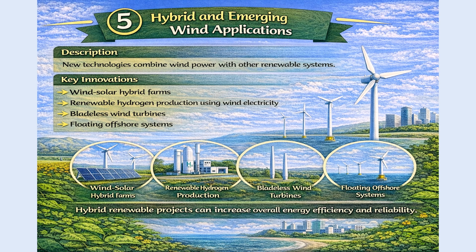Third, bladeless wind turbines. A radical new design where a tall mast oscillates in the wind rather than spinning, reducing manufacturing costs and wildlife risk. And fourth, floating offshore systems, allowing wind farms to be built in very deep water far out at sea, opening up vast new areas. How do all the pieces of a hybrid renewable energy system actually connect together?